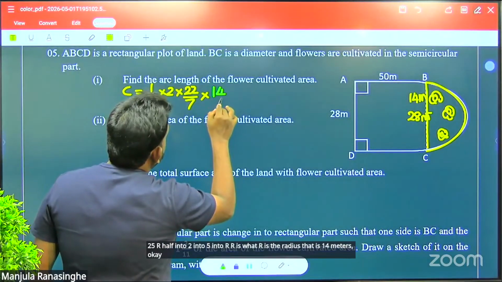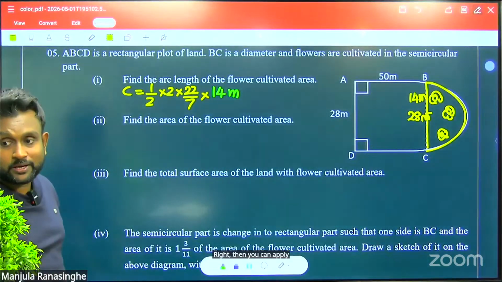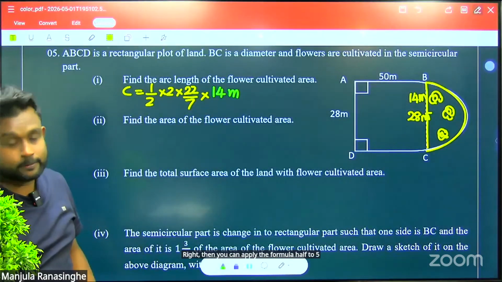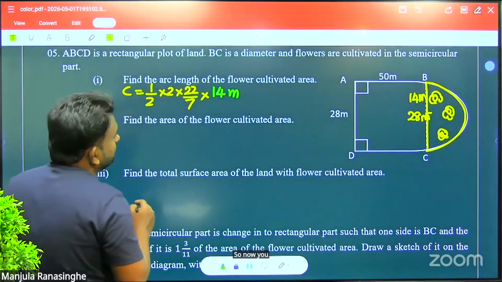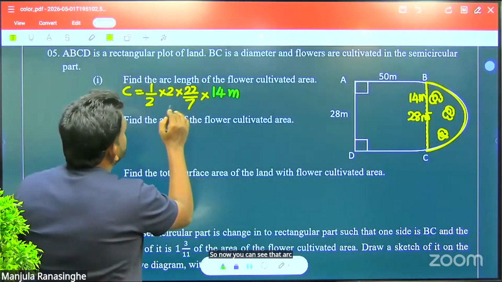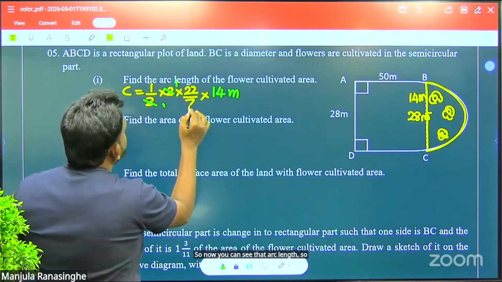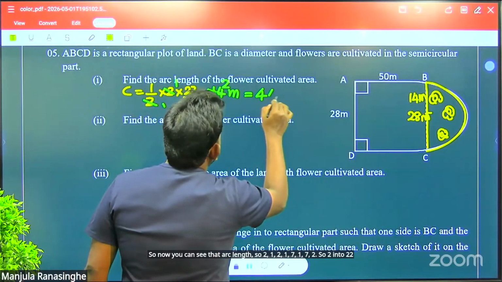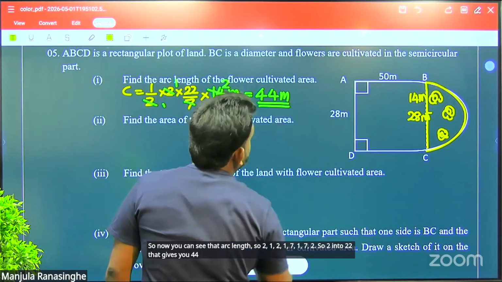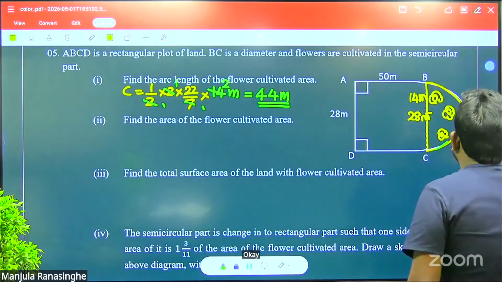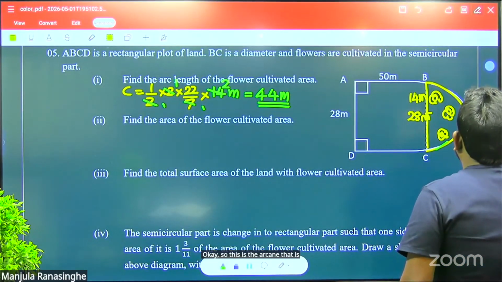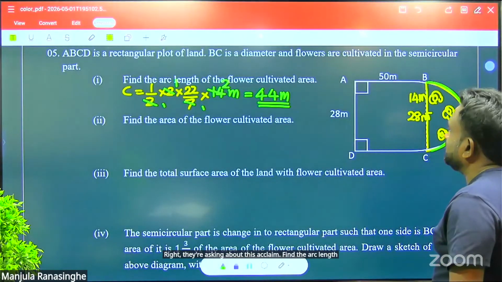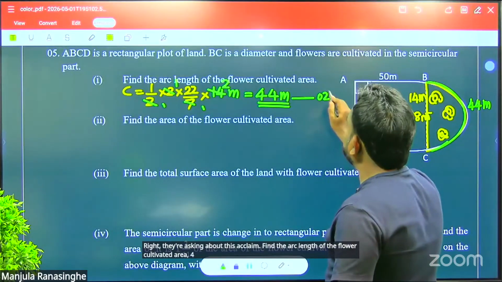Then you can apply the formula. Half of 2πr, r is 14. So now you can see the arc length. 2 sevens are 14, and 2 into 2 into 2, that gives you 44 meters. That is the arc length. Right, they're asking about this arc length: find the arc length of the flower cultivated area, 44 meters. You have 2 marks.